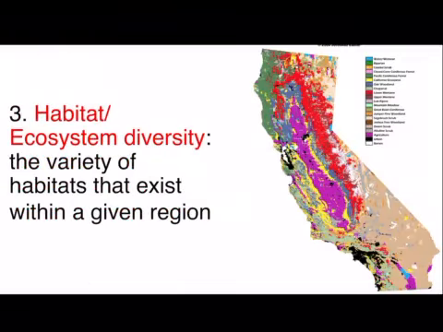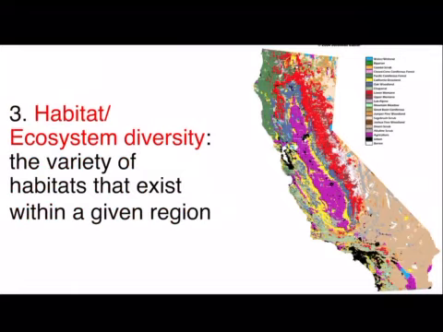All right, the third type, we're zooming out even further. We've gone from genetic diversity within individuals of a species. We've had species diversity, which is the number of different species. And then zooming out even more, we have habitat diversity or ecosystem diversity. And that's the variety of habitats that exist within a given region.